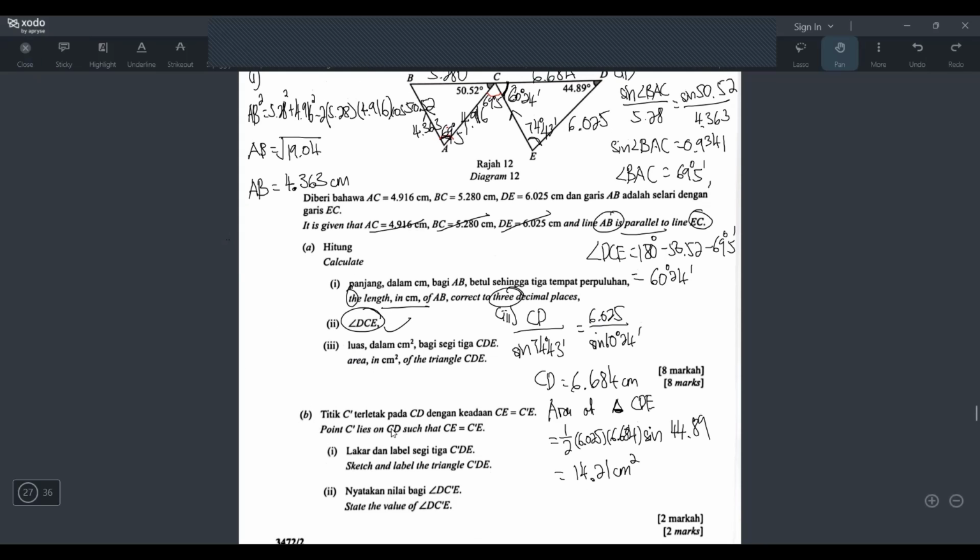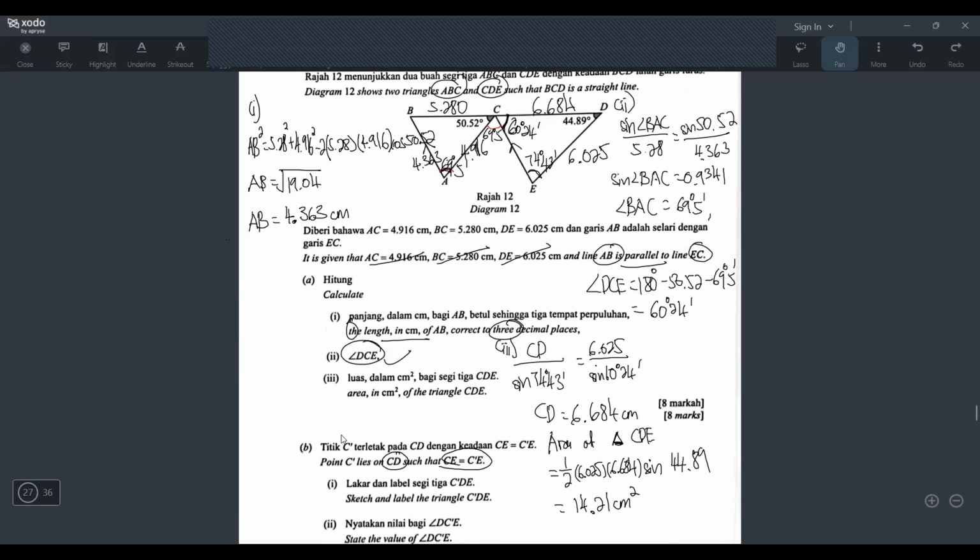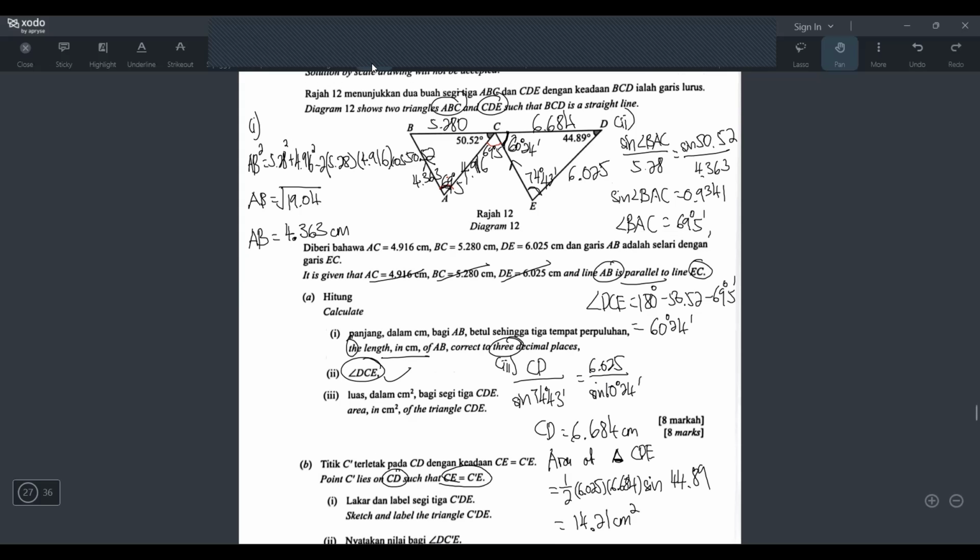They say point C prime lies on CD such that CE equals C prime E. Okay, what's the meaning of C prime lies on CD? It means this is the CD line.